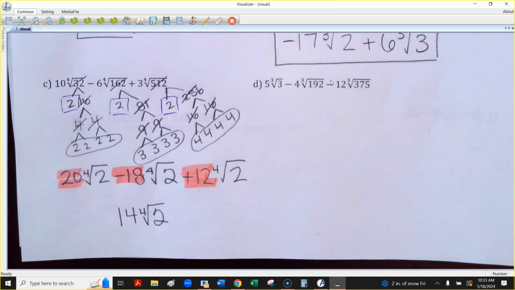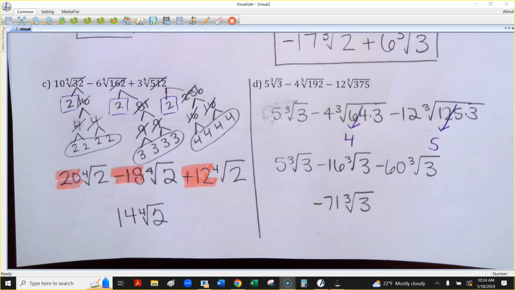Okay, you guys try this last one here. I'll give you this: you should get negative 71 cube roots of 3. Now, I learned how to do this a different way. I'm not a factor tree person, so I'm just going to show you what I did real quick.